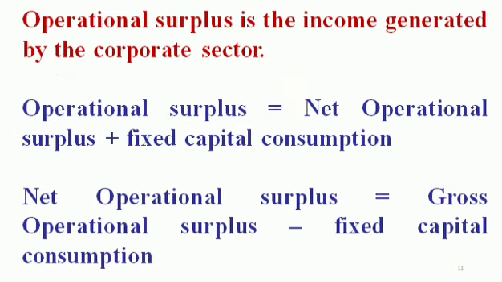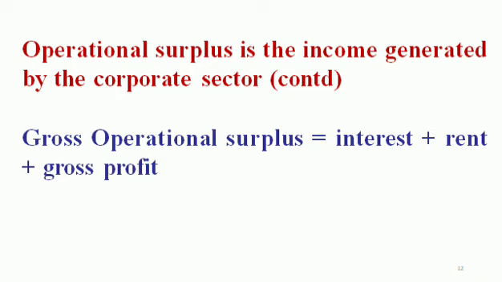Let's have a closer look at operational surplus. It is the income generated by the corporate sector. Operational surplus is net operational surplus plus fixed capital consumption or depreciation. So net operational surplus is gross operational surplus minus depreciation. Gross operational surplus is the property income earned in the form of interest, rent, and gross profit.